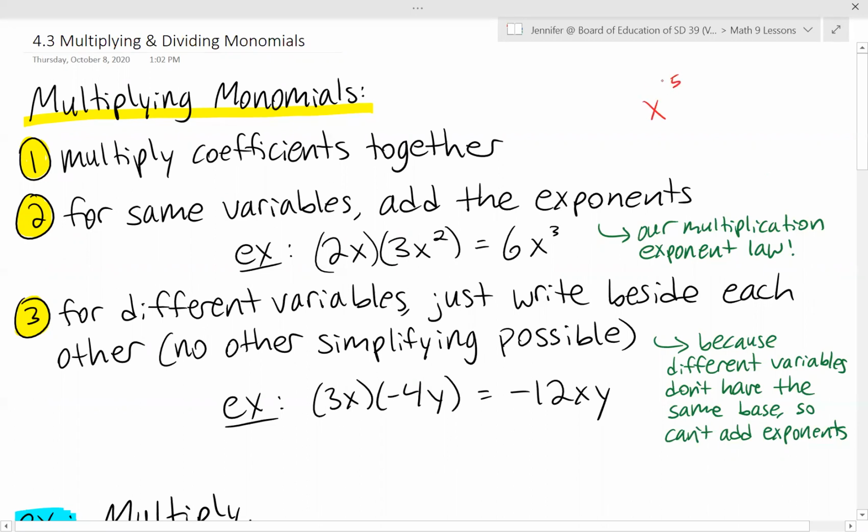So if we had x to the 5 times x to the 2, they both have a base of x, so that would give us x to the 7. That's the same idea that we're doing here. But if they are different variables, then you can't do any other simplification. Your exponent laws don't work there, so just write them beside each other to represent that they're being multiplied. So in this example, the coefficient will become -12 because we multiply these two coefficients together. But since x and y are different variables, we just leave it as x times y. No further simplification can be done because they don't have the same base.